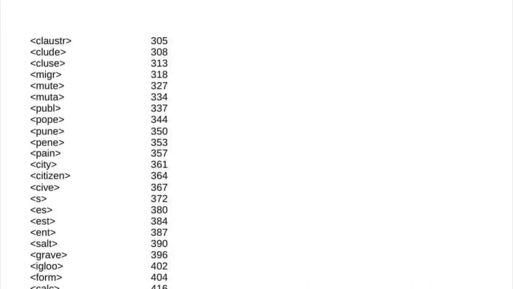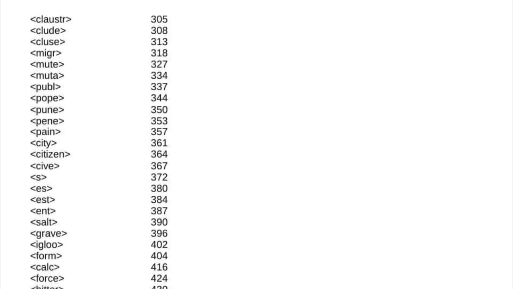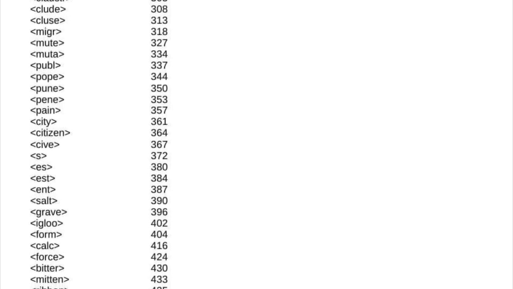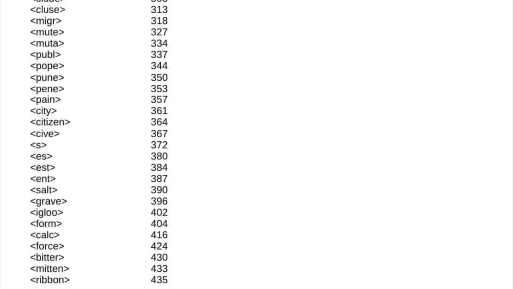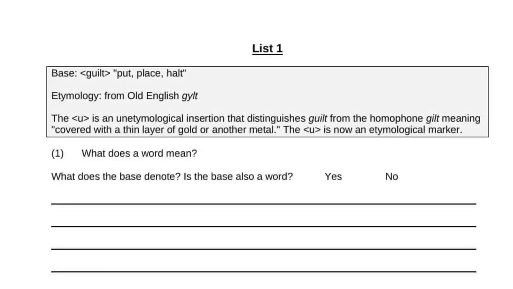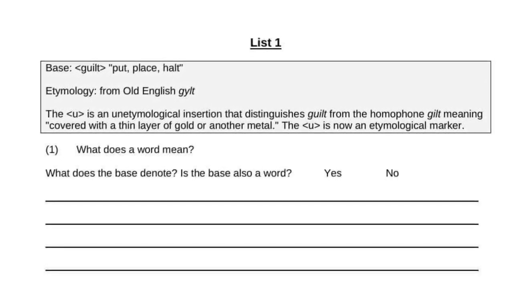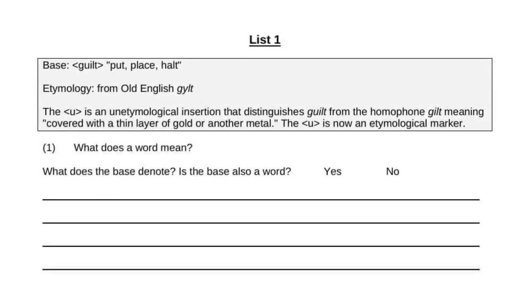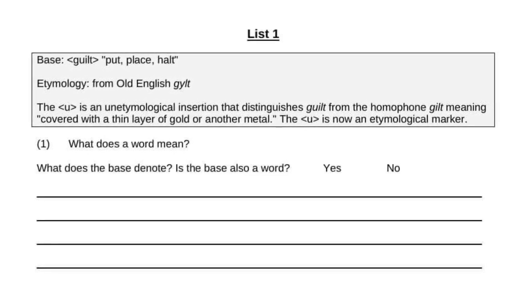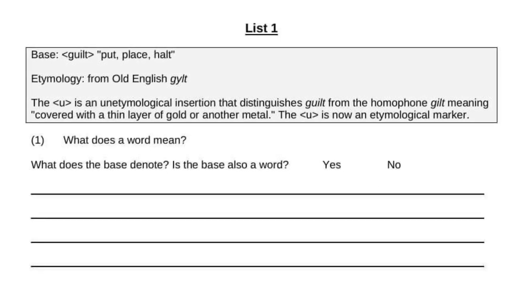Each of the 36 lists contains 1 to 4 bases each. Some are free bases, others are bound bases. Students will learn the spellings of words related through morphology rather than the lists of random unrelated words found on traditional spelling lists. Each list provides information about the denotation and etymology of each base, followed by any pertinent information. For example, in List 1, for the base guilt, the U is an unetymological insertion that distinguishes guilt from the homophone gilt.